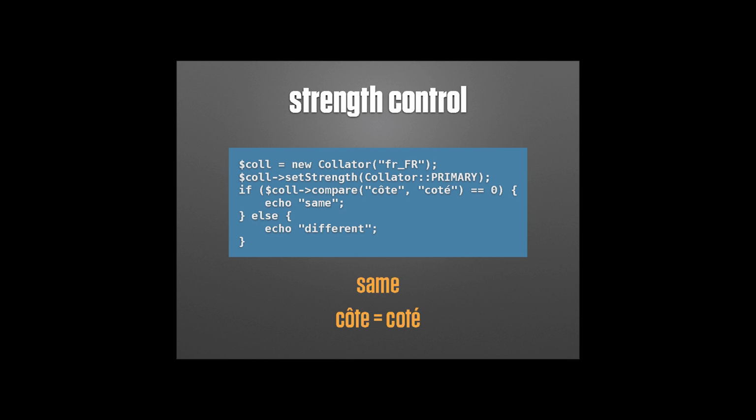Strength control. So let's say you want to ignore the differences in accents. You just want to compare the base characters. You just set the strength to primary, and then call compare. And if it comes back with a 0, they're the same, which in this case it would be.